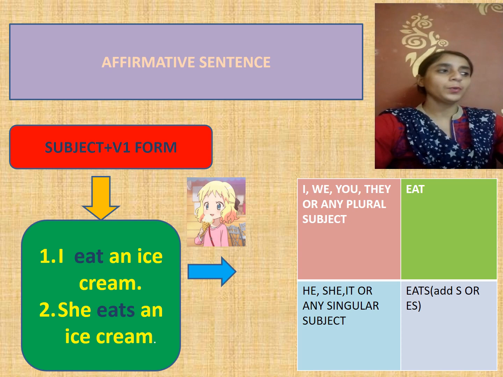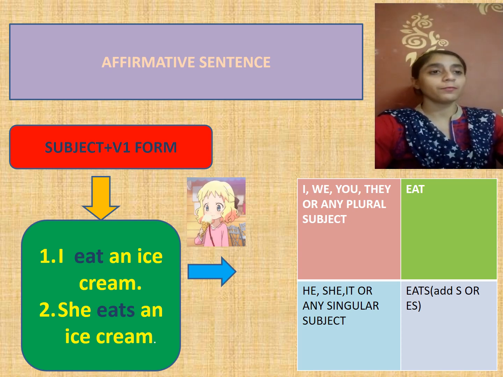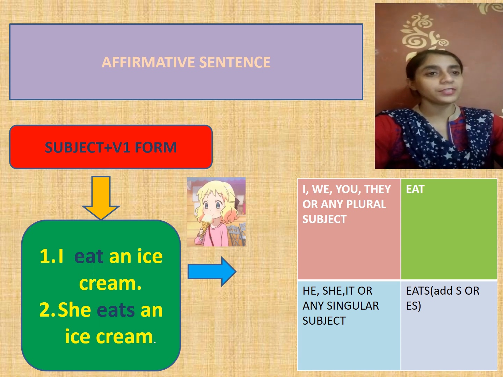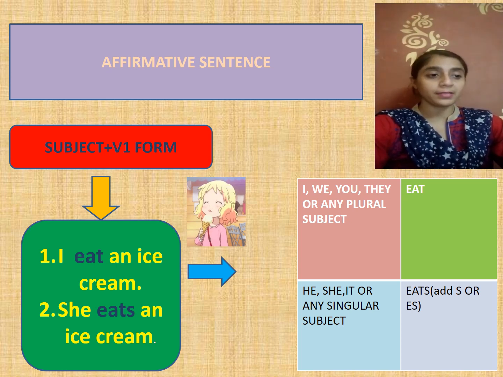Children, now we are going to discuss the rules of how to make an affirmative sentence or positive sentence in present tense. In red box you can see it is written subject plus V1 form. It means that to frame an affirmative sentence or a positive sentence in present tense, the subject to be followed by V1 form. V1 form means present form. Now children, you might be thinking that why ma'am has written eats in second sentence and eat in first sentence.